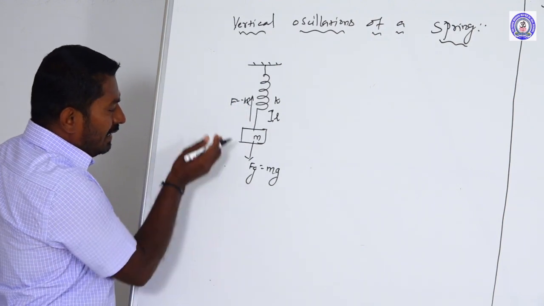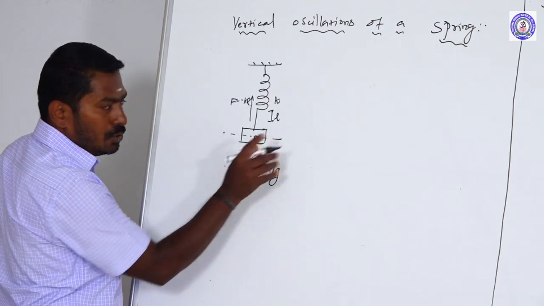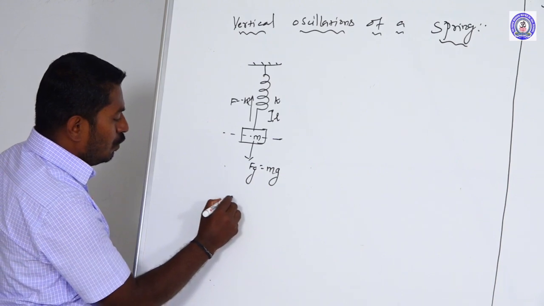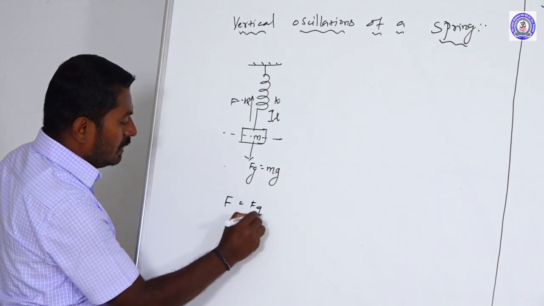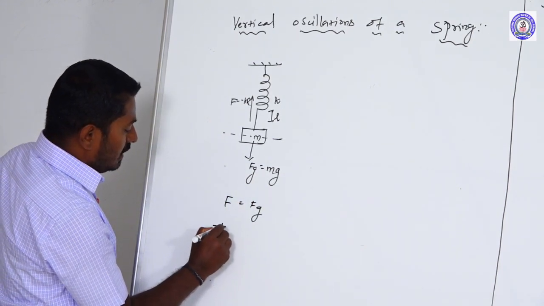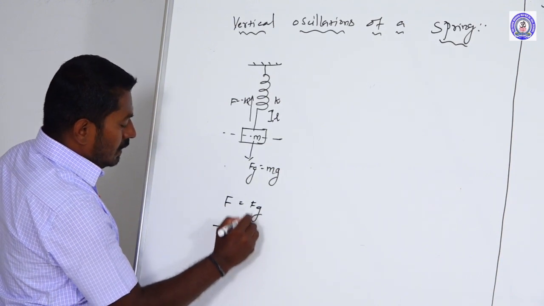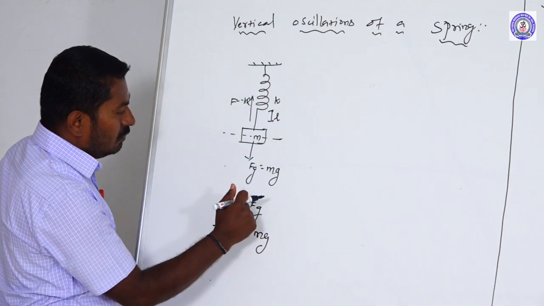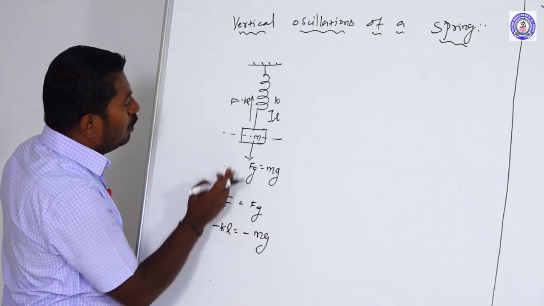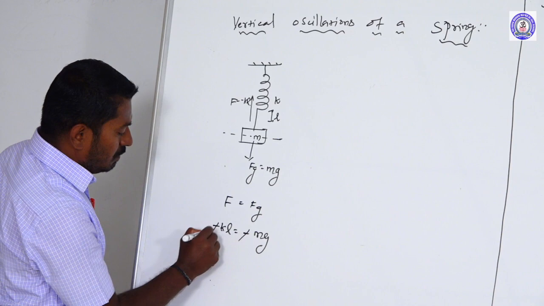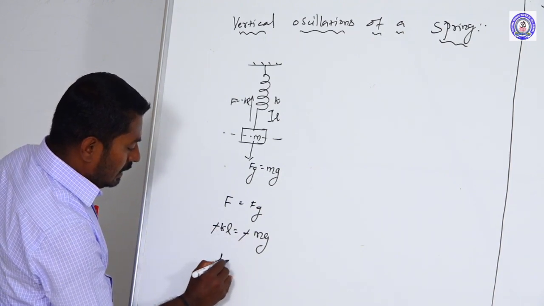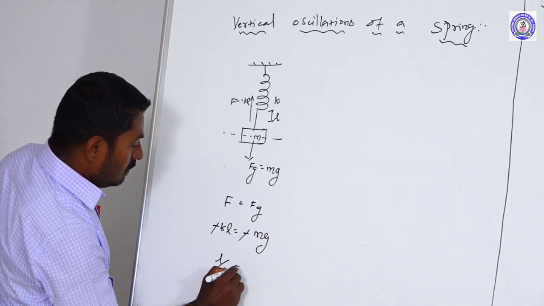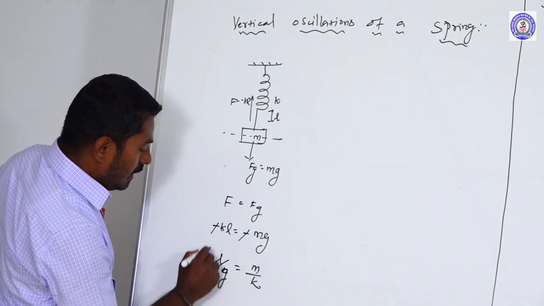At the equilibrium position, there is no oscillation. Both the forces are equal, F is equal to Fg. Then minus KL is equal to minus mg, because the gravitational force acts vertically downward, opposite to the direction of the restoring force. The minus signs cancel. Then L divided by g is equal to m divided by K.